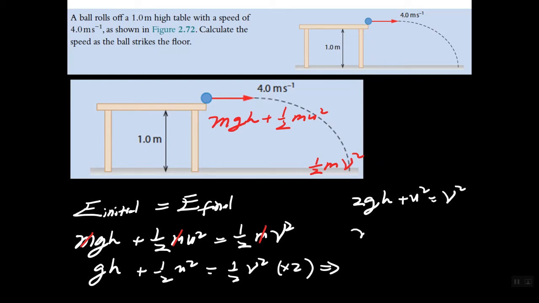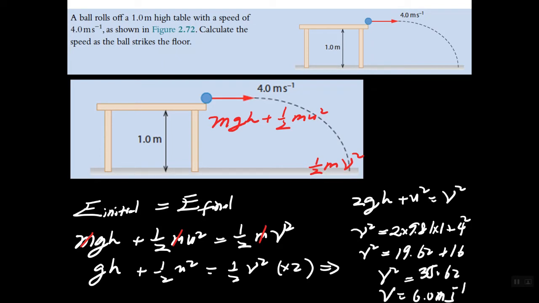Substituting values, 2 times 9.81 times height is 1 plus initial velocity is 4 squared. V squared equals to 19.62 plus 16, that is 35.62, and final velocity before striking the floor is 6 meter per second.